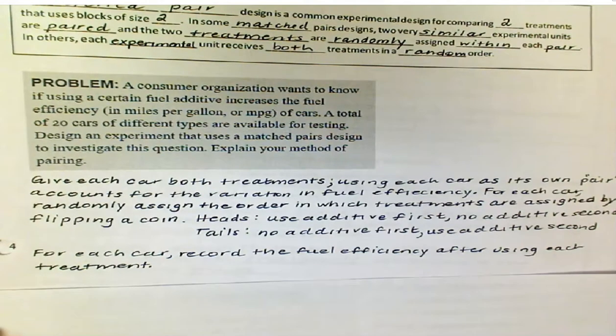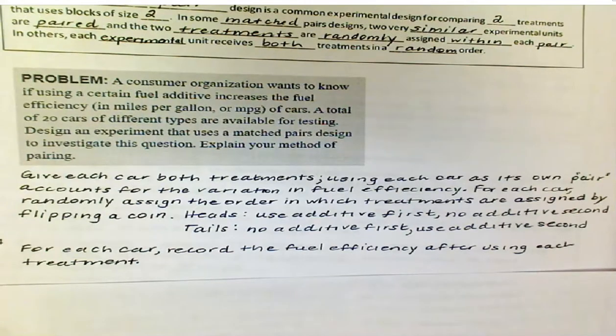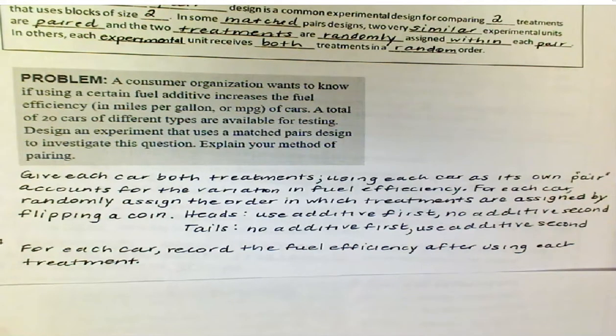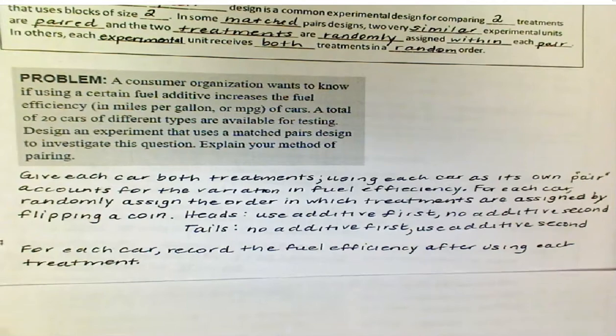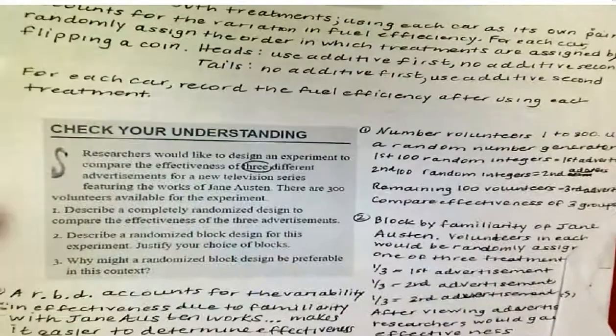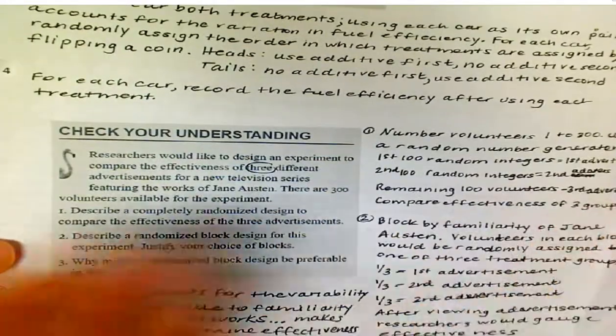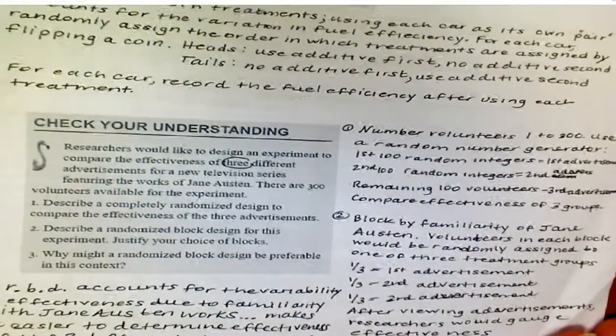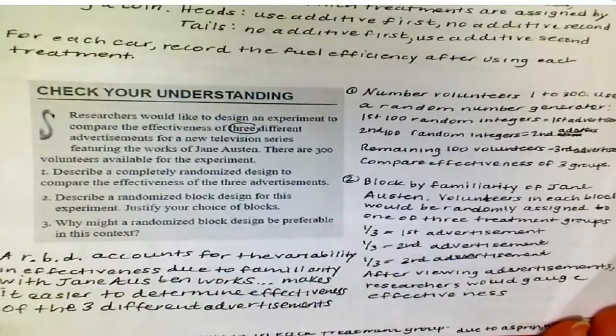So one way you could do it is take each car and use each car as its own pair. So then this is going to account for variation in fuel efficiency, which makes sense because it's like looking at the same car, put it in, what was the gas mileage, and then don't put it in the next week and see what happens. So that's one way. This is getting a little bit long, so I'm going to let you guys stop and copy, or we'll just talk through it and you can go and copy the notes.